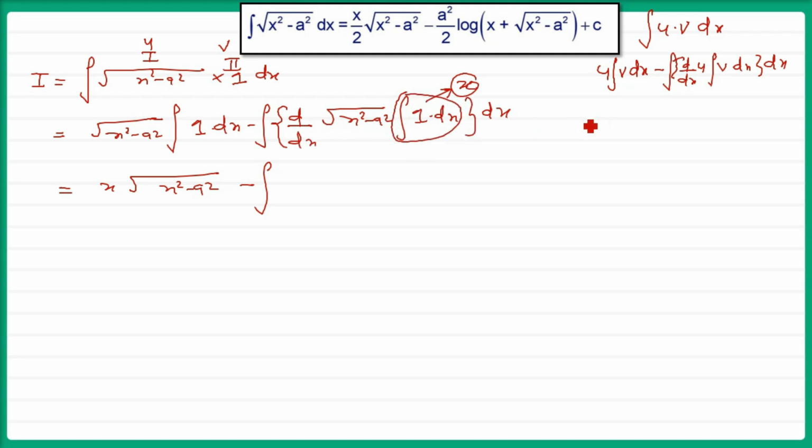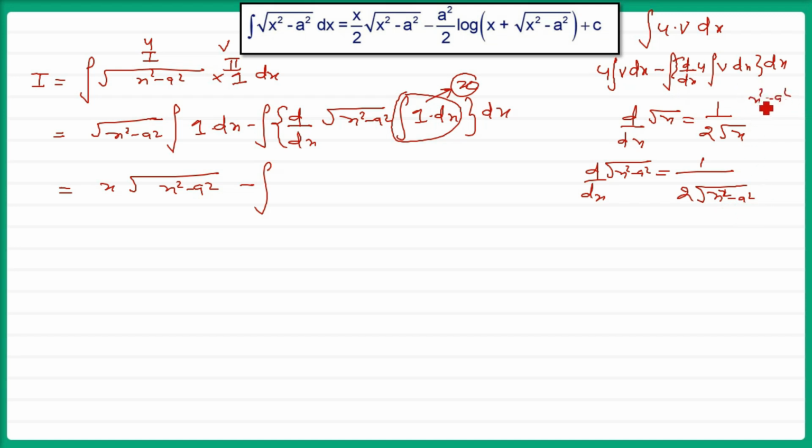Now this is very important, so I'll do it on the side. d by dx of under root x is 1 by twice under root x. When you differentiate under root x square minus a square, it is going to give you 1 by twice of under root x square minus a square. That is very well known to you because you have already done the differentiation part. And then we have to differentiate x square minus a square, that will give you 2x. So now this is 2x divided by 2 under root x square minus a square. Cancelling 2, you have x by under root x square minus a square as the differentiation.